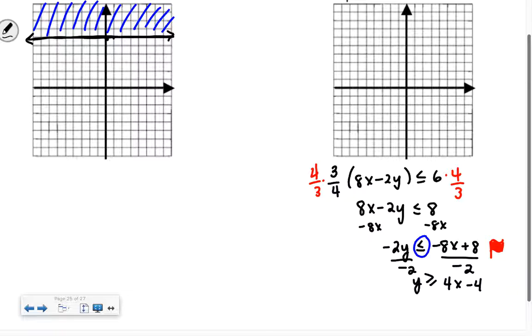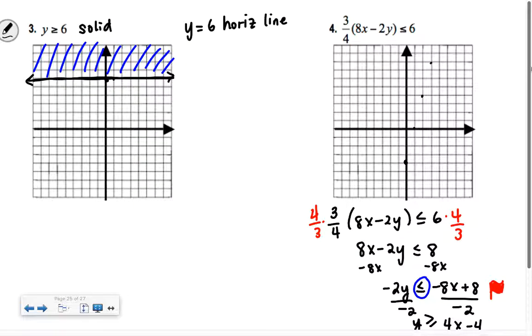It's in the form y equals mx plus b, so we know our y-intercept is negative 4, that's the b, and our slope is 4. If the slope is 4, it's up 4, right 1, right? So I'm going to go up 4, right 1, up 4, right 1, up 4, right 1, and so on. Will this be a dotted or a solid line? It's a solid line, right?